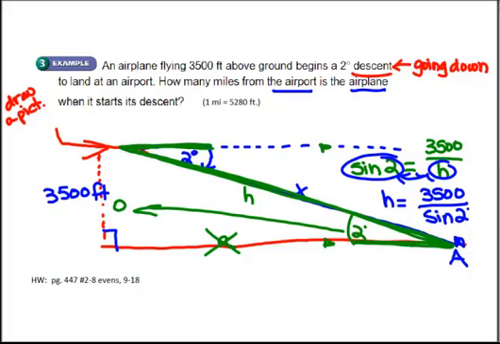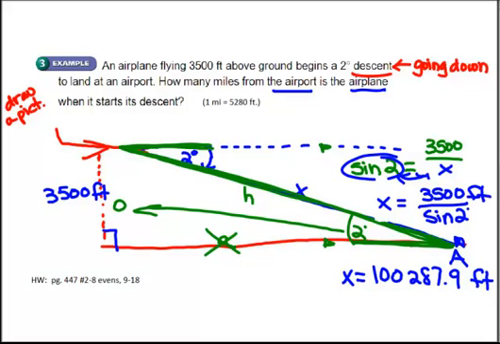So when you type this into your calculator, here's what's happening. Let me change this to x, you guys, because that's what we're trying to find. X equals, and you're going to get a huge answer, 100,287.9. Now what's my label? This is in feet, because I was given 3,500 feet above the earth. But be careful, they want to know how many miles the airport is from the airplane. So you have to convert.